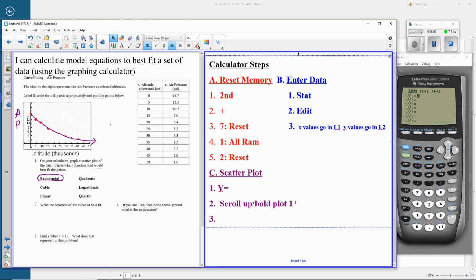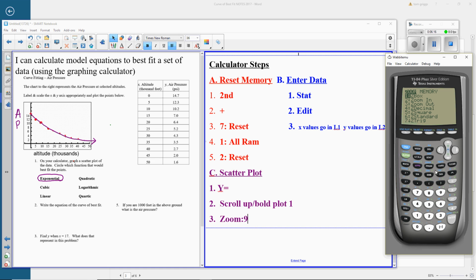And then finally, to actually get the points to show up, you're going to hit zoom number 9. So zoom is in the top middle of the calculator. And we're going to scroll down to 9, or we can just hit 9. Either way works. And then there is your scatter plot. This is a step that technically can be skipped, but I always like to have the points in there before we come up with the equation.